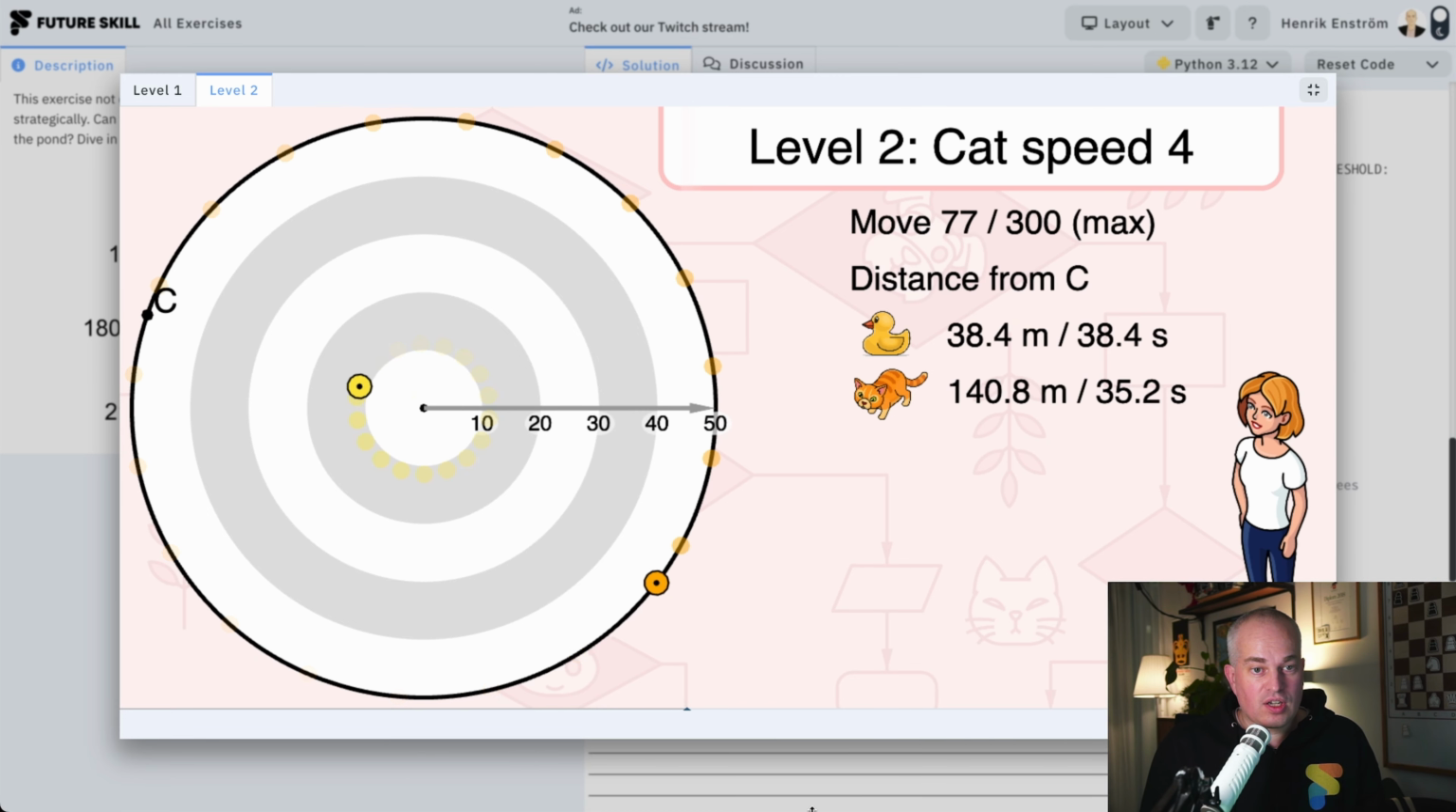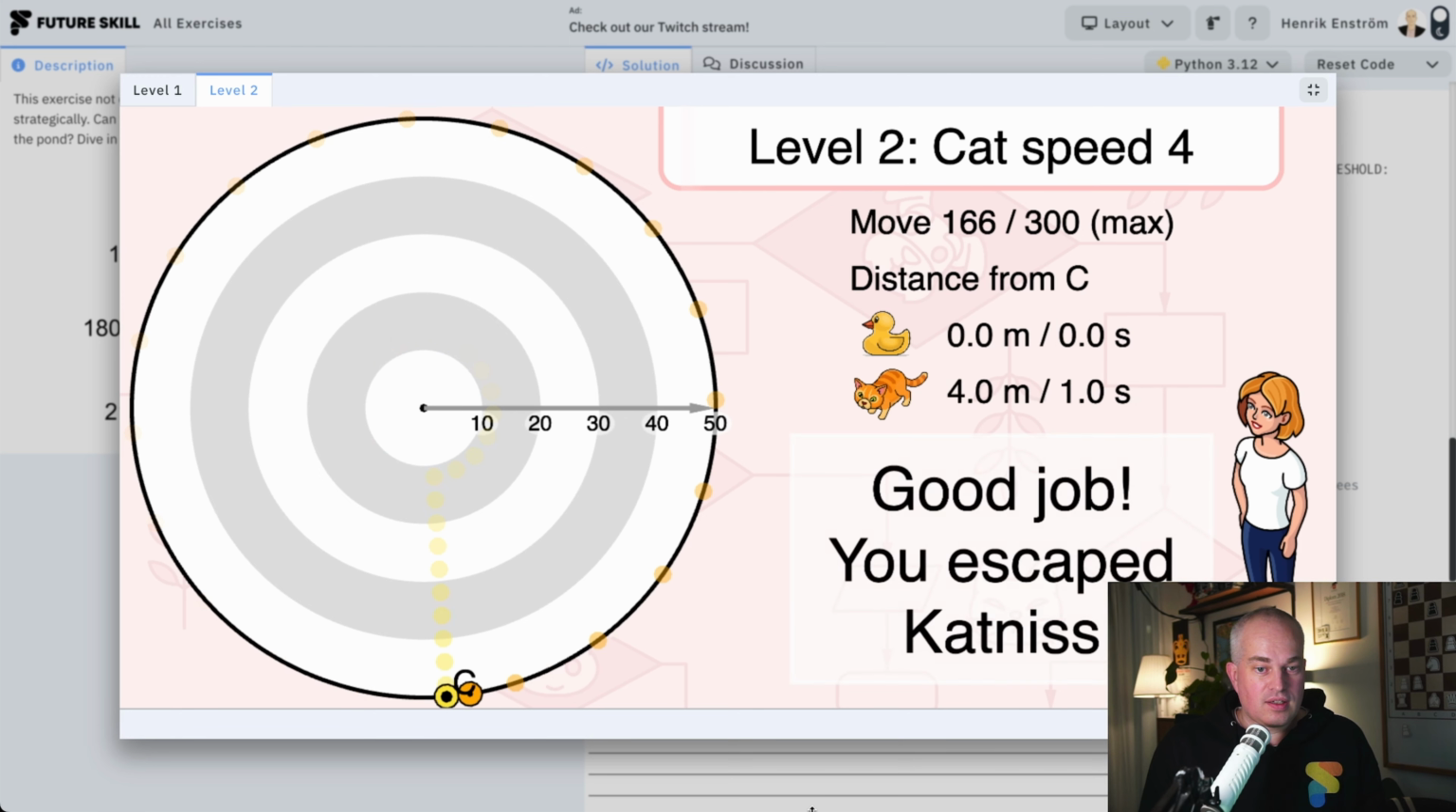So we're moving in a circle in stage 2. We find ourselves sufficiently in the opposite direction of the cat. And then we just make a dash for the edge. And as you see, we beat Katniss with 1 second.